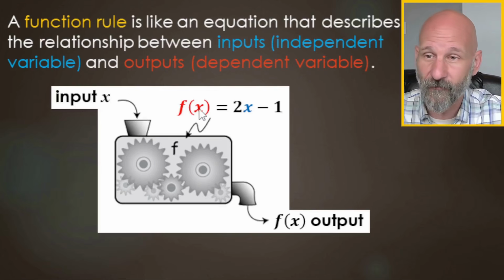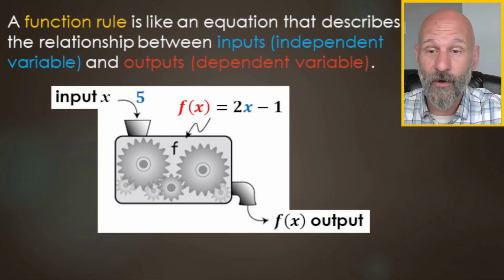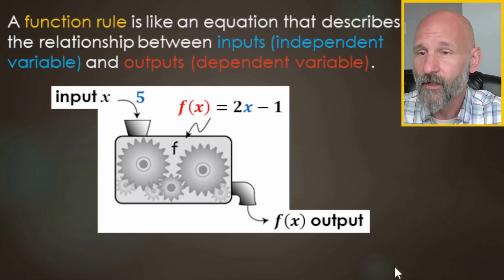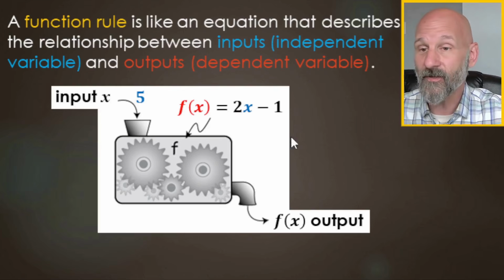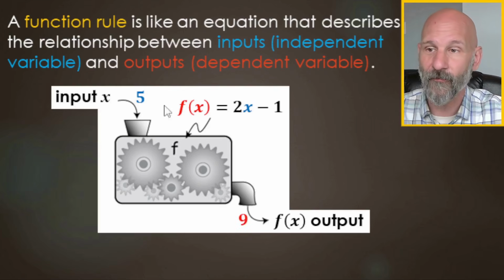So there's our function rule there. Let's pretend we're going to use 5 for an input. Now we apply our function rule. That would be 2 times whatever x is, minus 1. So that's going to be 2 times 5. That makes 10. Minus 1 makes 9. So if our input is a 5, then our output is a 9.